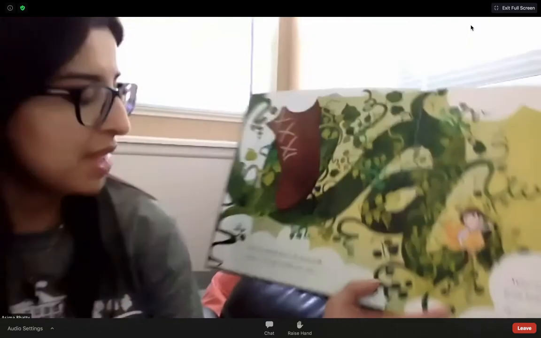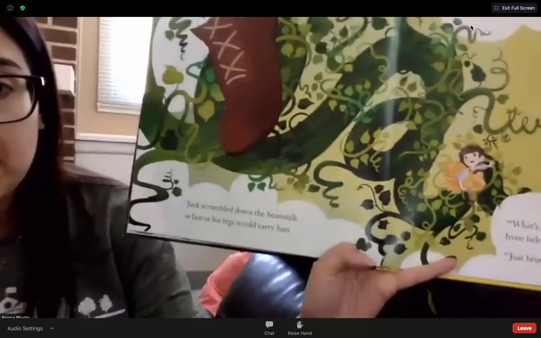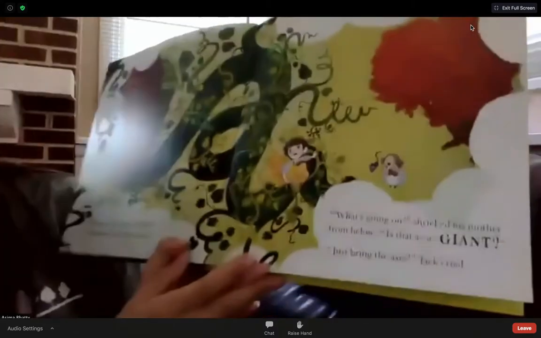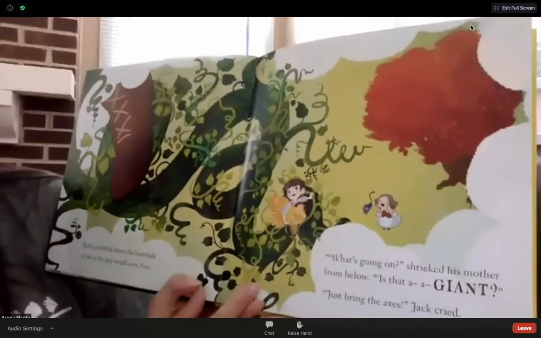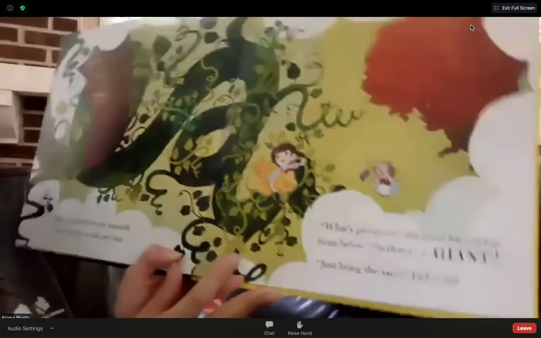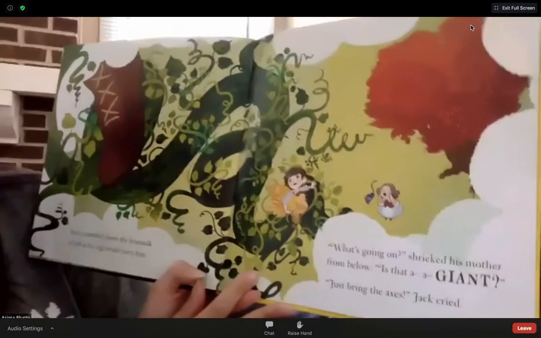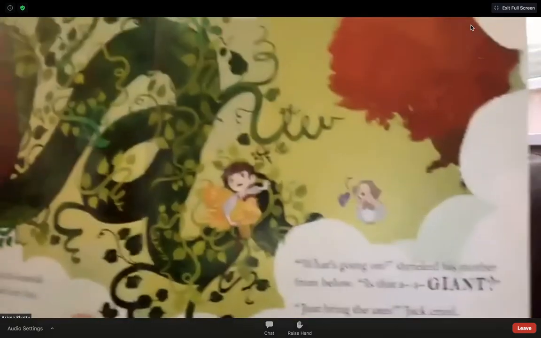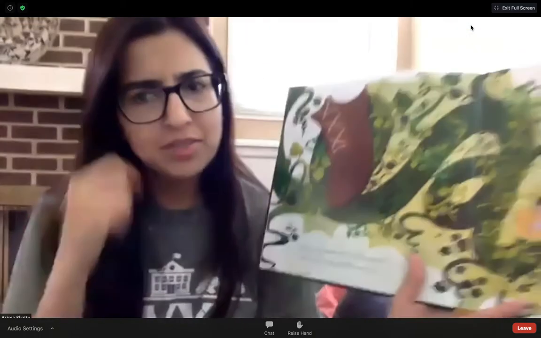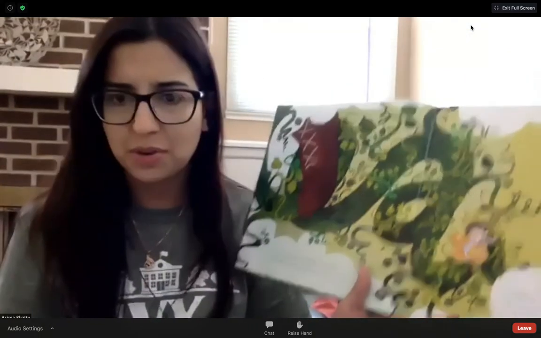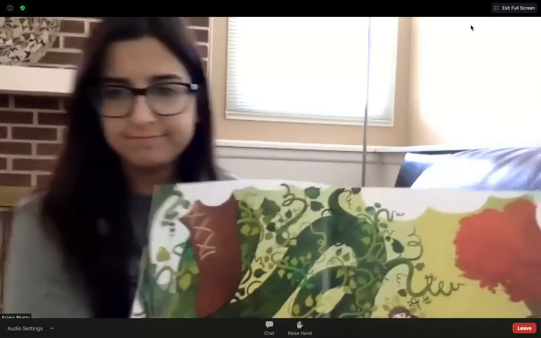Let's see. Okay, Jack scrambled down the beanstalk as fast as his legs would carry him. He's like, running out of there. "What is going on?" shrieked his mother from below. "Is that a giant?" "Just bring the axes," Jack cried. He's like, bring the axe. Now, an axe is used to chop wood and other things. What do you think he could need an axe for? He's like, why is he asking for an axe at a time like this?